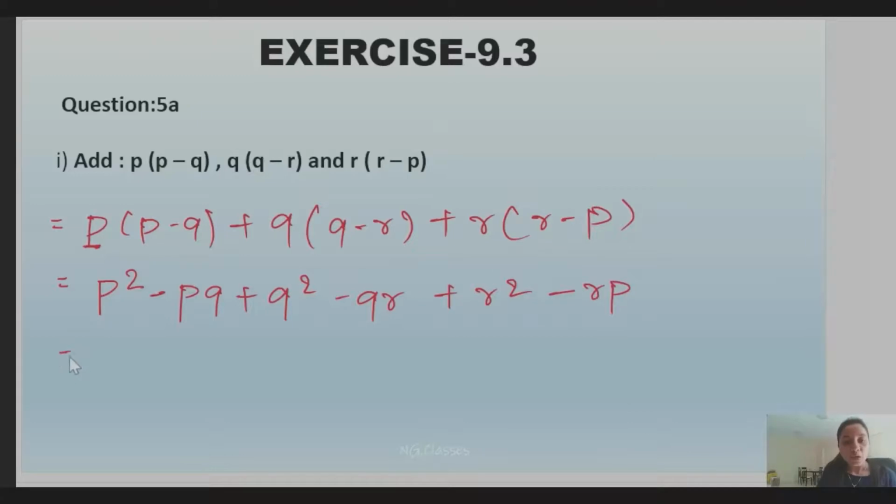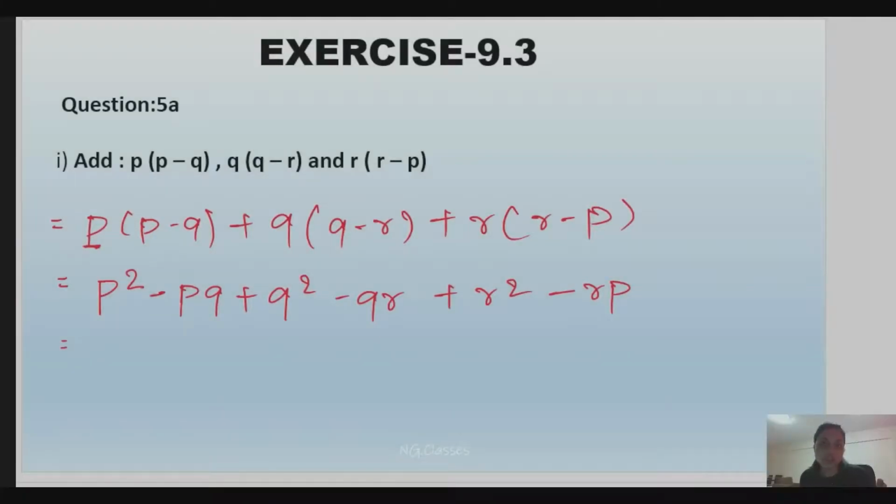Okay. Now check whether we are having any like terms or not. So you will find here we don't have any like terms. So our answer will be p square plus q square plus r square minus pq minus qr minus rp.